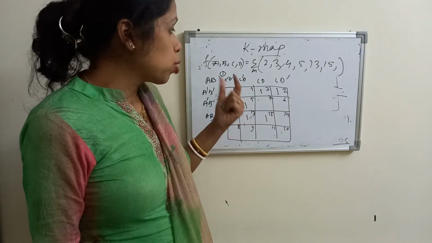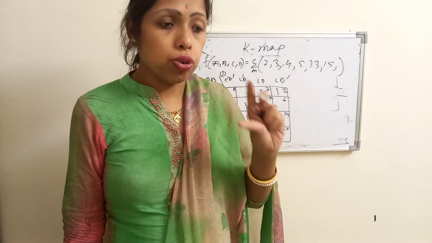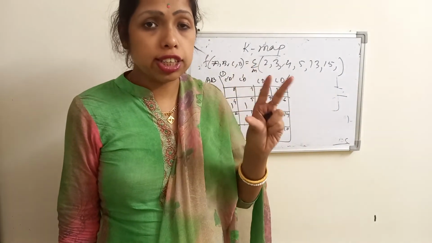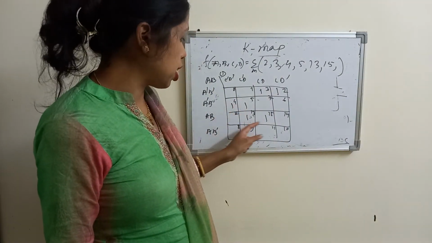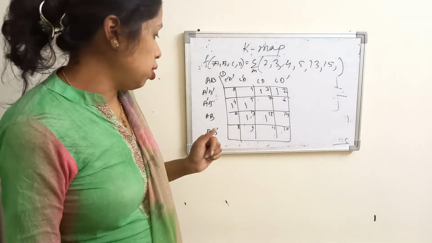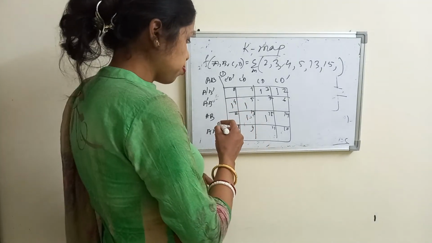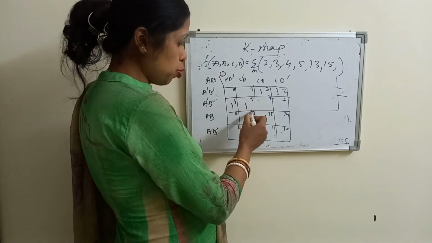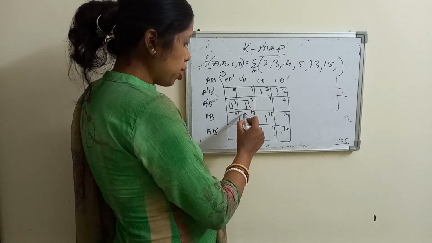Now I have to check whether a quad is possible or not. Adjacent ones should create a quad, meaning 4 adjacent ones. 4 adjacent ones are also not there. 4 ones are there, but they are not creating a quad. So quad is not possible. Now come to the pair. A pair is possible. You can see two adjacent ones are there. This can create one pair.